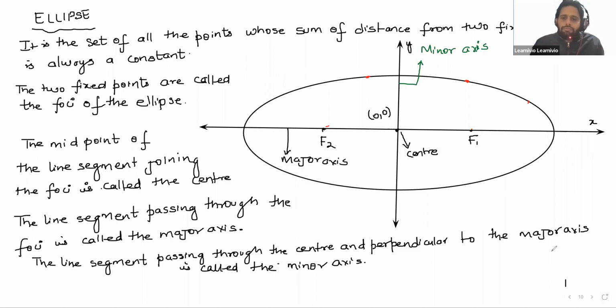After this, we will do the vertex. Okay, so what is the vertex? This is the vertex. Let this be A. Okay, this is a vertex. Let this be B. There is also the vertex.